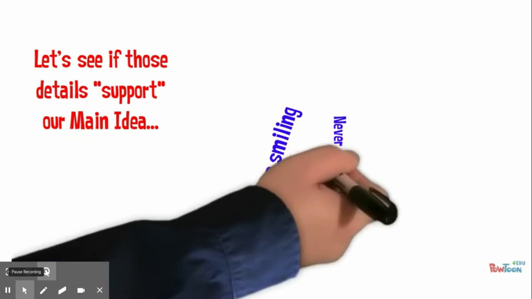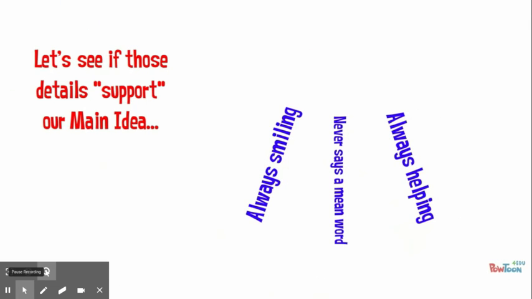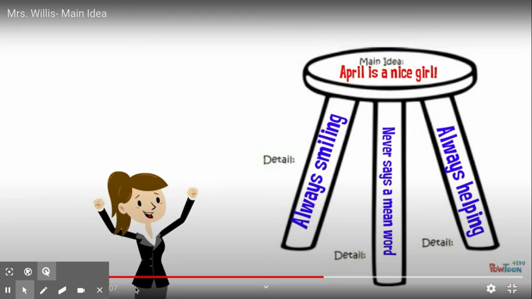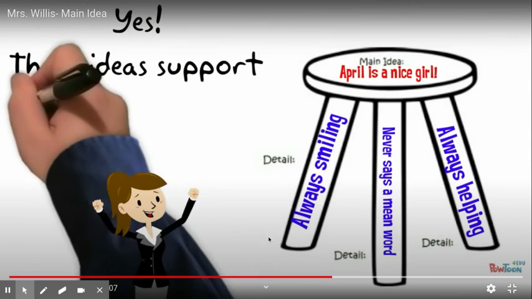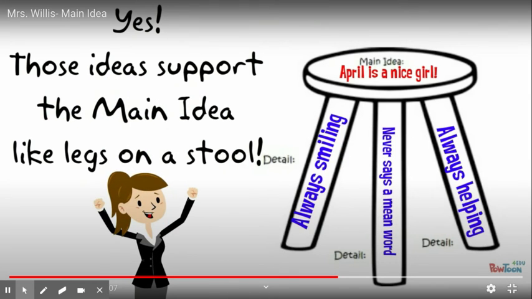All right, let's see if those details support our main idea now. She's always smiling. She never says a mean word. And she's always helping. Does that have to do with April being a nice girl? Absolutely. Those ideas support the main idea, like the legs on a stool.